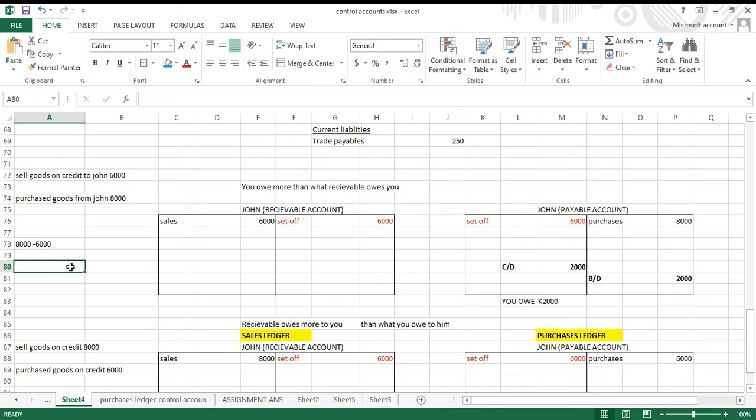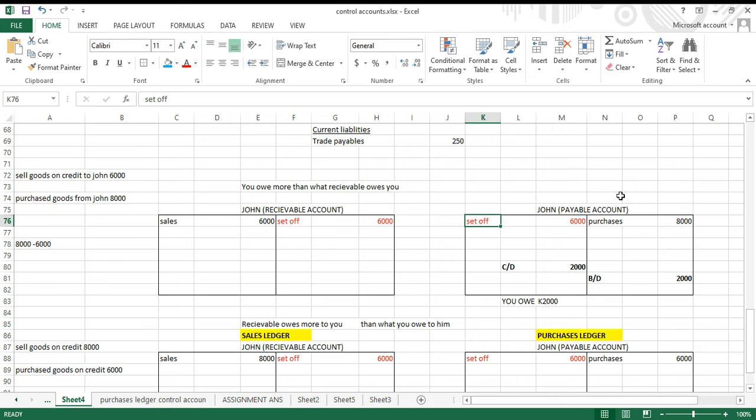So how we can show that with accounts is you're going to credit the receivable account with a set off of 6,000. So with this set off, John doesn't owe us any more money. And then we're going to debit our payable account 6,000. This is the set off.